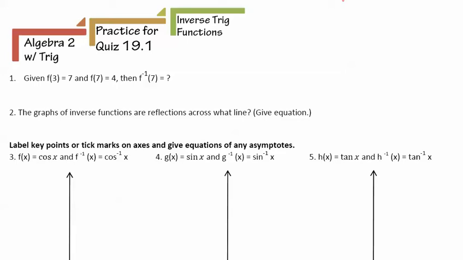Our plan here is to do some more practice for your quiz on inverse trig. So the goal of question 1 was to check that you understand that on inverse functions we swap the x and the y. So look at what we know about the original function f.